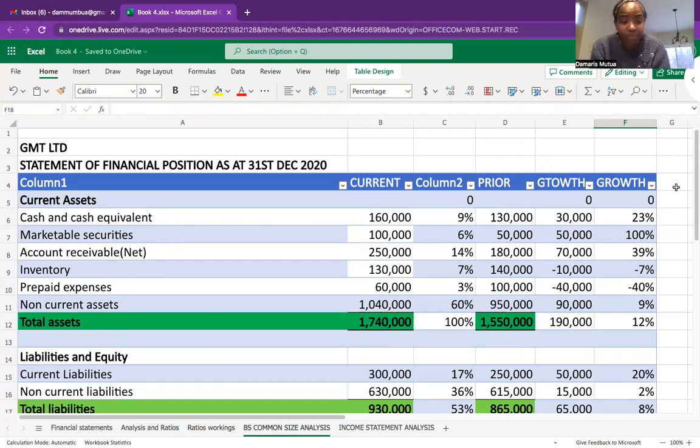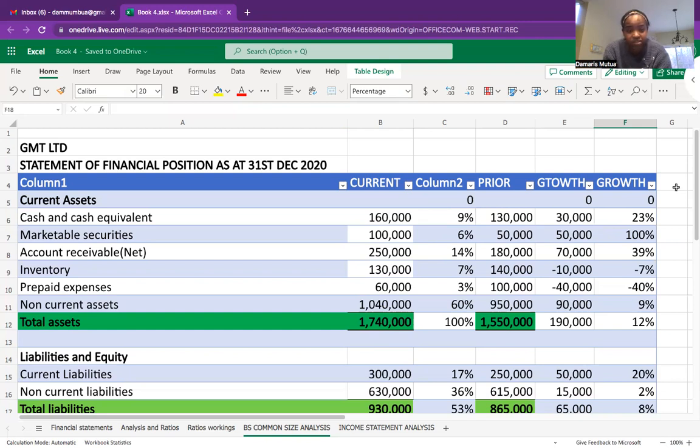For example, our marketable securities have grown by 100%. We've invested more on marketable securities. Maybe the interest rate is good. We're generating more returns. That is the reason why we doubled our investment in marketable securities.